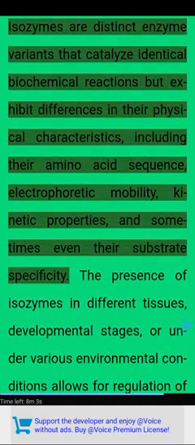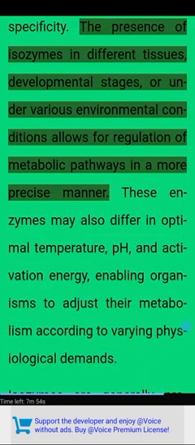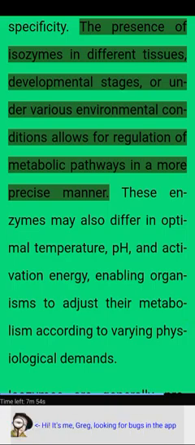1. Definition and overview. Isozymes are distinct enzyme variants that catalyze identical biochemical reactions but exhibit differences in their physical characteristics, including their amino acid sequence, electrophoretic mobility, kinetic properties, and sometimes even their substrate specificity. The presence of isozymes in different tissues, developmental stages, or under various environmental conditions allows for regulation of metabolic pathways in a more precise manner.